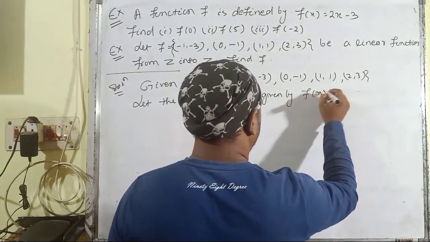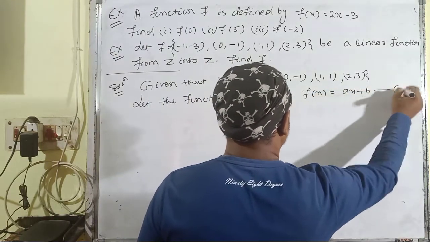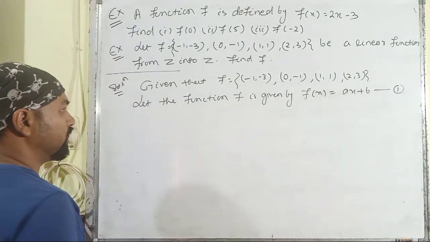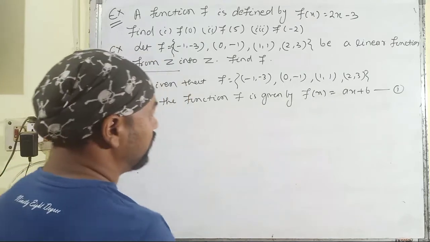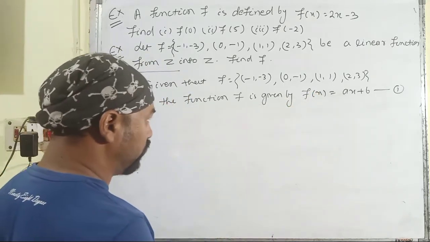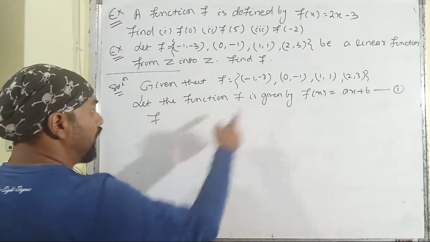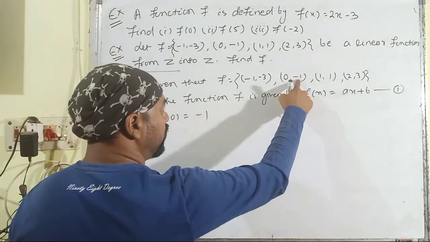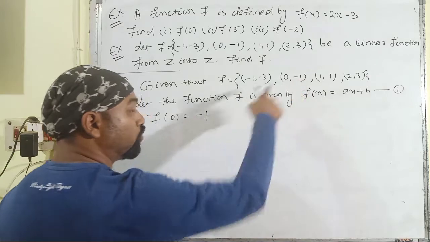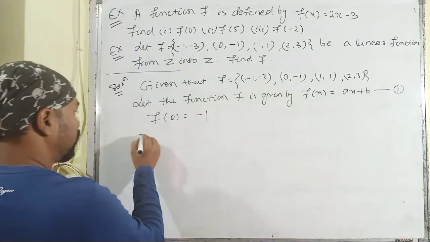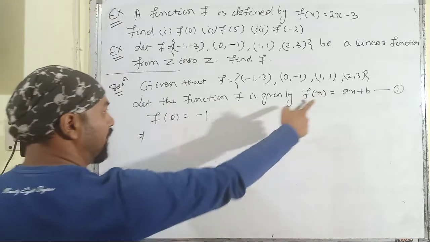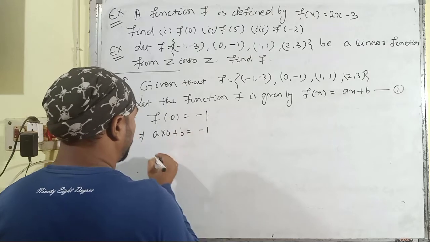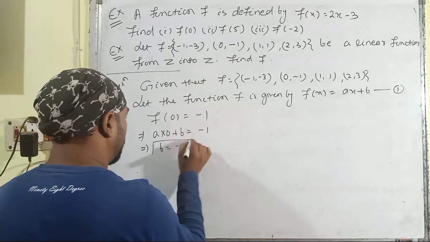Okay, let us write down f of x is equal to ax plus b, and let us consider it as equation number 1. Let us put the ordered pair (0, minus 1) by applying the condition f of x is equal to ax plus b. f of 0 is equal to minus 1, because minus 1 is the f image of 0. So by putting 0 here, we have a multiplied with 0 plus b is equal to minus 1. That means b is equal to minus 1.